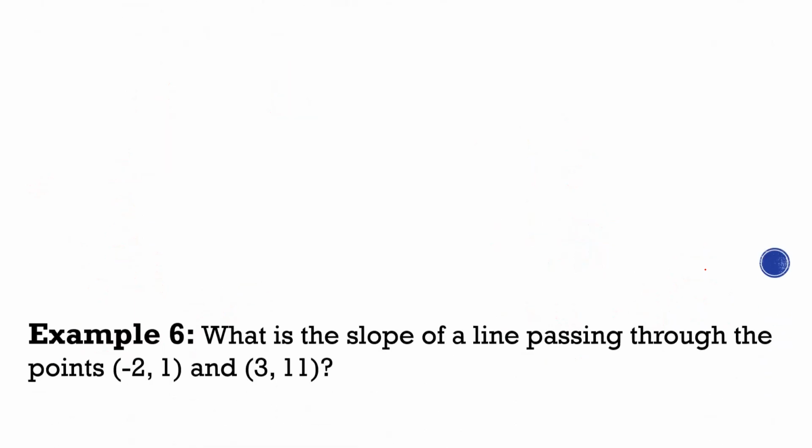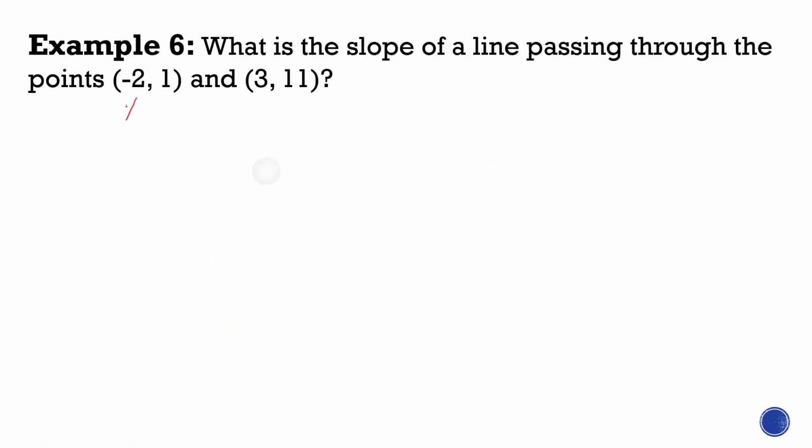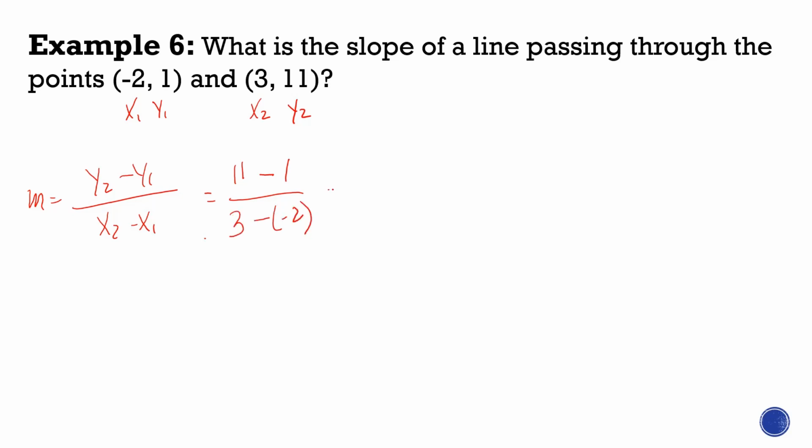Okay, let's go to the last example. Again, the first step is we need to label the numbers. Okay, this is our formula. This time I will use only one. What's our y sub 2? 11 minus 1 over 3 minus negative 2. What's 11 minus 1? That's right, it's 10. So this is 3 plus 2. So that's 10 over 5, right? 3 plus 2 is 5. That is equal to 2.